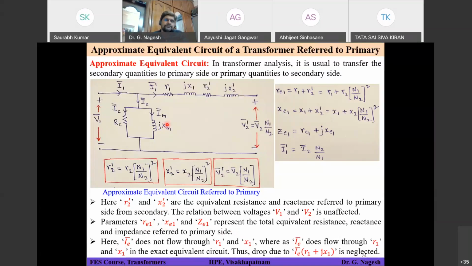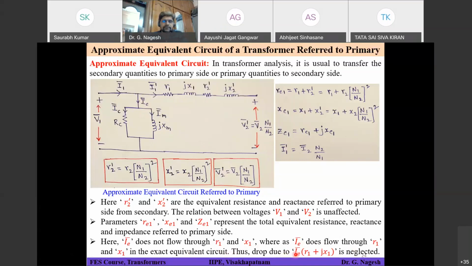Right. So by transferring the shunt branch, which was supposed to be here, onto the extreme left, that means adjacent to V1, we are calling it the approximate equivalent circuit referred to primary. So what could be the error by doing this modification? The error is that IE does not flow through R1 and X1. Usually IE should flow through R1 and X1 if the branch is here, but since I have shifted it to the extreme left, IE is not flowing through R1 and X1, whereas IE does flow through R1 and X1 in the exact equivalent circuit.